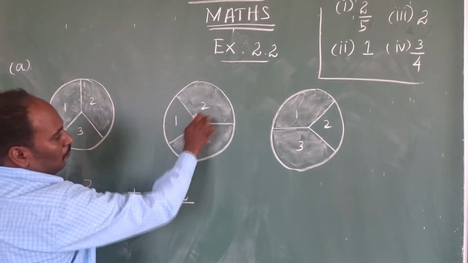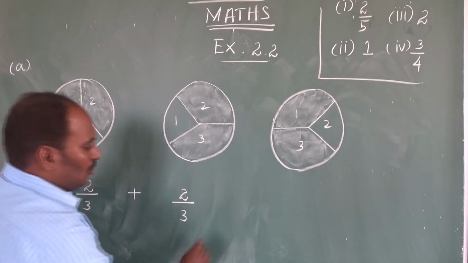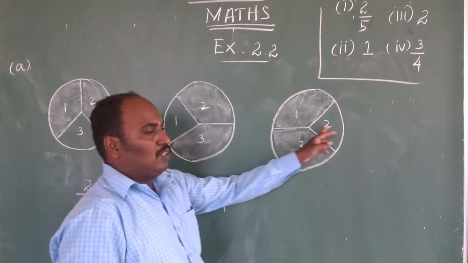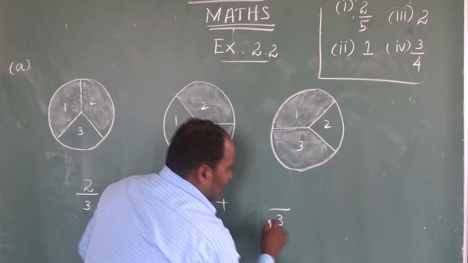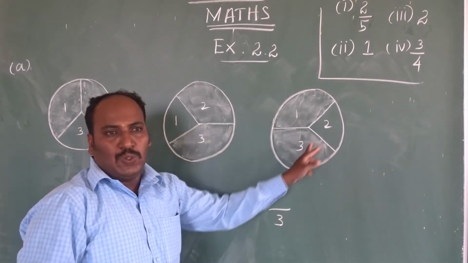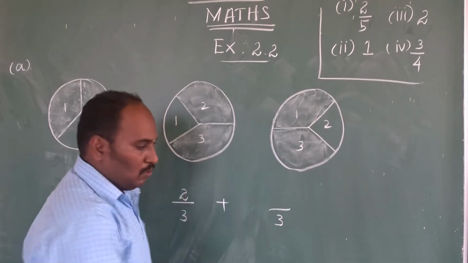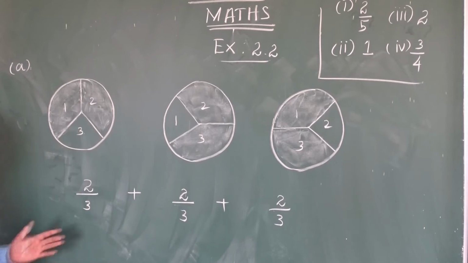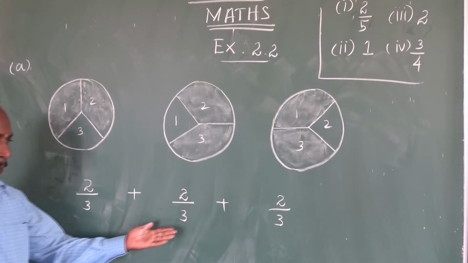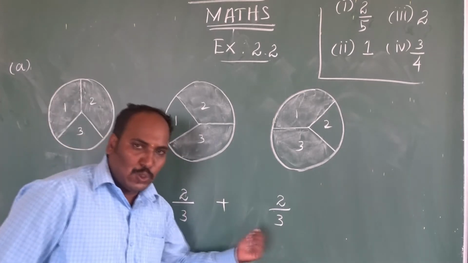Total number of parts 3. The next one plus, 3 portions having, divided by 3. Number of shaded portions 2. We add three circles. First one 2 by 3 plus second one 2 by 3, third one also 2 by 3.